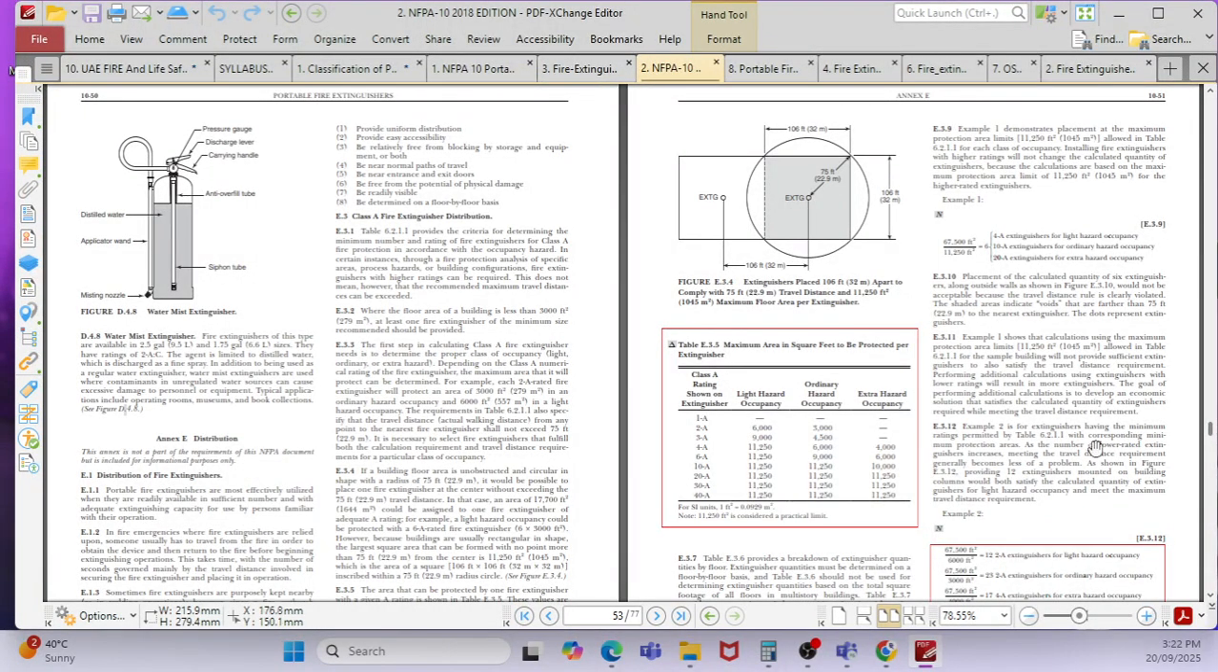See that extinguisher placement. If you keep one extinguisher here, it can cover 29.9 meter. When you say 29.9 meter, it can cover the circle, right? It can go in any direction. So this is the placement. Extinguishers placed 32 meter apart to comply with the 75 feet travel distance, and 11,250 square feet is 1045 square meter minimum floor area per extinguisher.